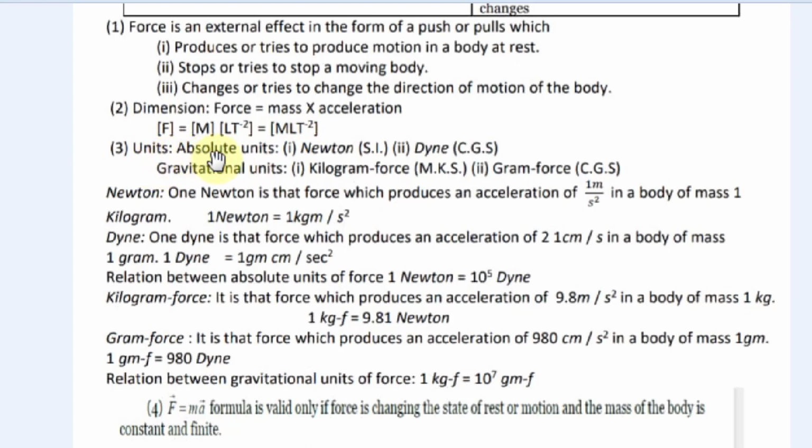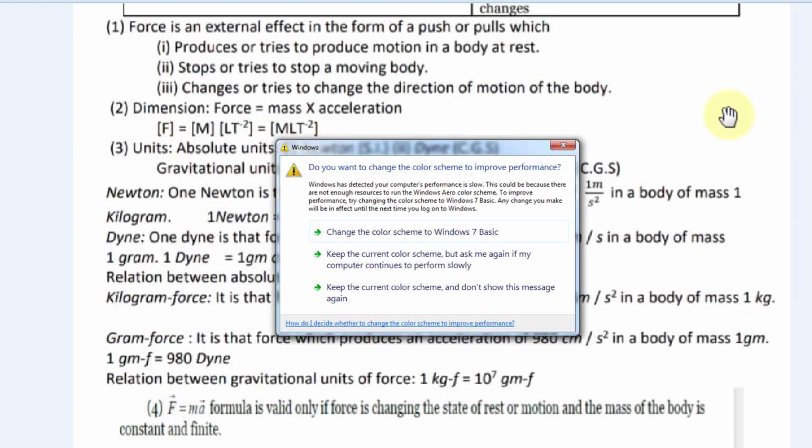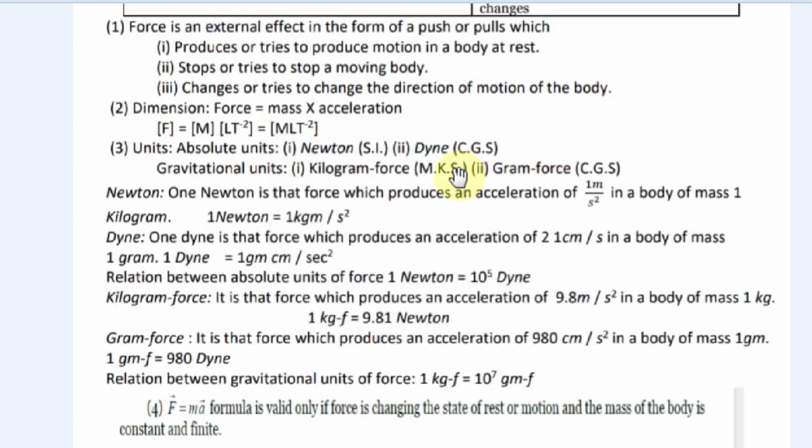Now next we discussed the units. Two types of units are there: absolute units and gravitational units. Absolute units are what? Newton and dyne. Newton in SI unit and dyne in CGS unit. Gravitational units are kilogram force and gram force. Kilogram force in MKS system and gram force in CGS system. Next we discussed the definitions of these absolute units and gravitational units. Now children, all this we already completed in the previous class.